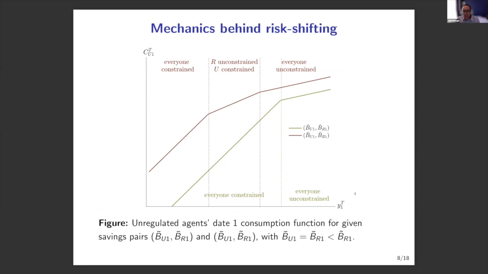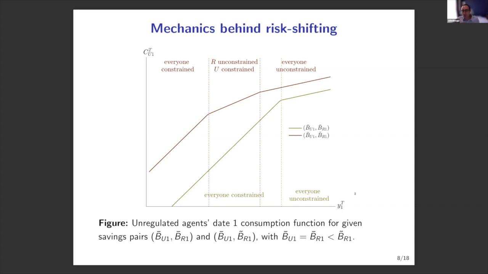So what I'm plotting here is a consumption function, essentially. So consumption as a function of income of unregulated agents, okay? And so if you're looking at the yellowish line, it's a depiction of this consumption function at some level of borrowing that is assumed to be the same for regulated and unregulated. So it's an equilibrium consumption function. Now, there is a kink. At the left of the kink, the constraint binds. On the right, it doesn't bind. So for high income, it doesn't bind. For low income, it binds.